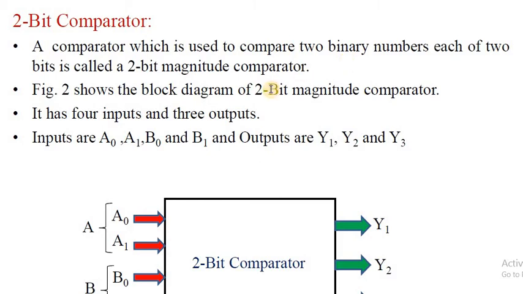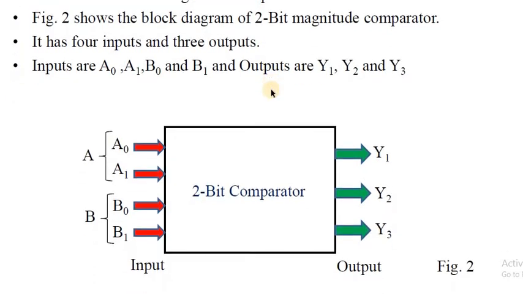Figure 2 shows the block diagram of the 2-bit comparator. A and B are generally single bits, but here we consider A as 2 bits, A1 A0, and B as 2 bits, B1 B0. These are the inputs. When they are given to the 2-bit magnitude comparator, it gives outputs Y1, Y2, Y3: Y1 is A less than B, Y2 is A equal to B, and Y3 is A greater than B, just like the single-bit comparator.